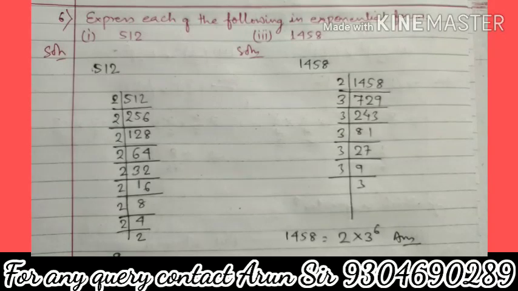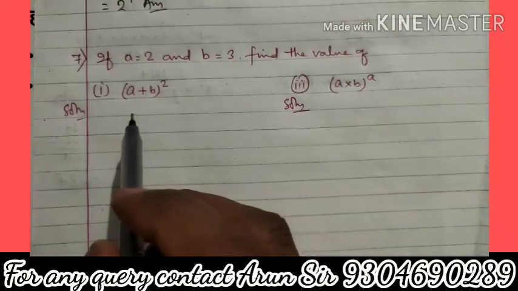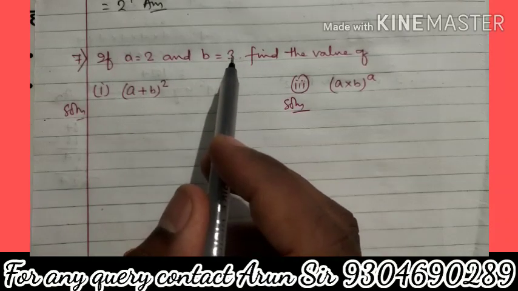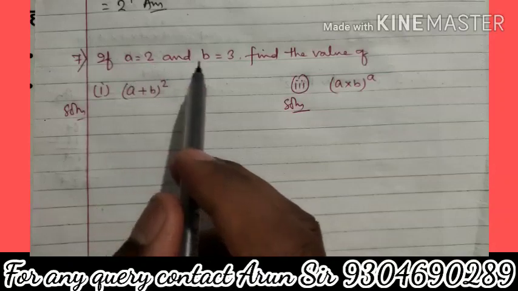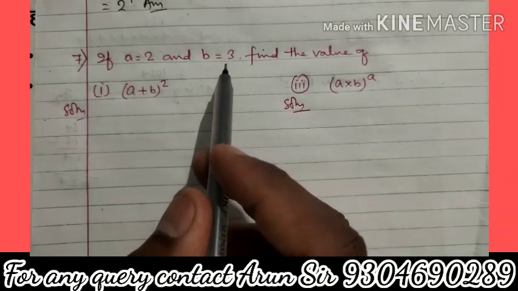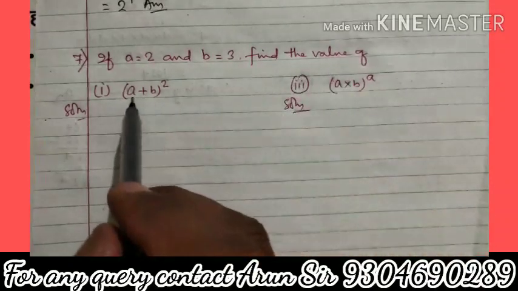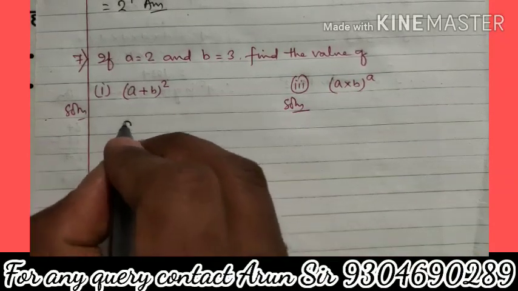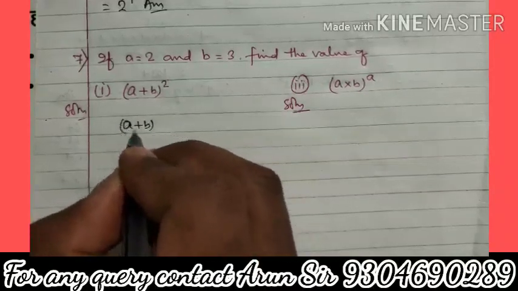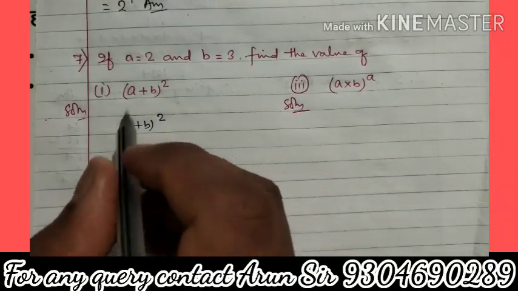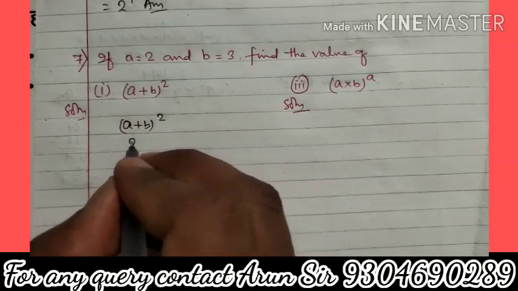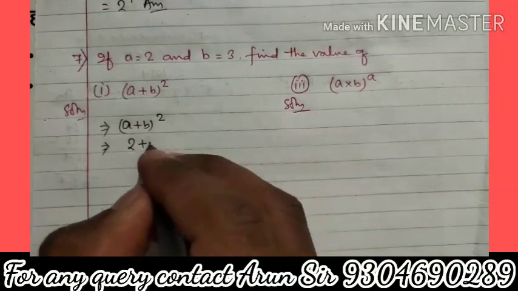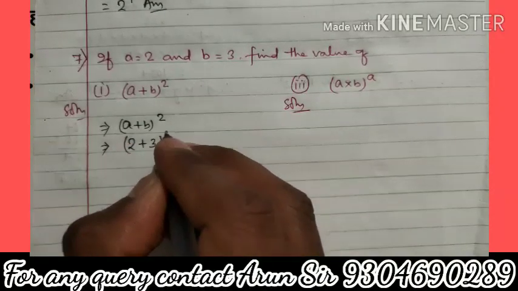Next, we will see question number 7. Our next question says, if A is equal to 2 and B is equal to 3. Here in this question, the value of A and the value of B are given, and we have to find the value of (A plus B) whole to the power 2. How will we proceed? Here we will write (A plus B) whole to the power 2. Now in place of A we will put 2, plus in place of B we will put 3. (2 plus 3) whole to the power 2.